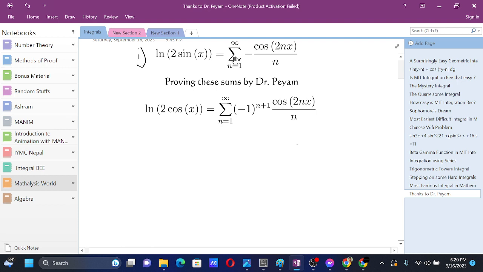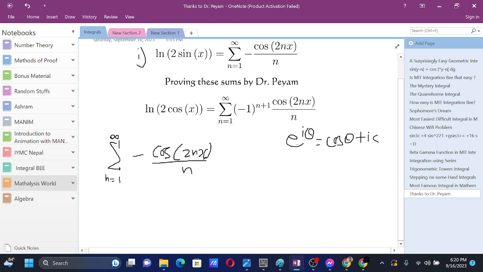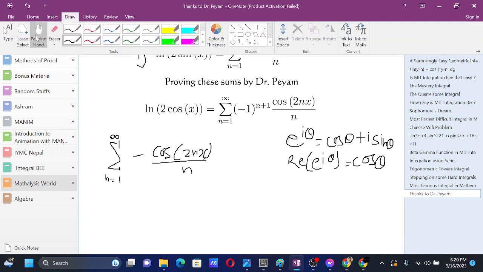To prove the first series, we will first go with the sum and then return back to this. So we have the sum from n equals 1 to infinity of minus cos 2nx over n. Now for proving this, we need to know that e to the power i theta is just cos theta plus i sin theta. So the real part of e to the power i theta will just be cos theta. We will use this property in this problem.